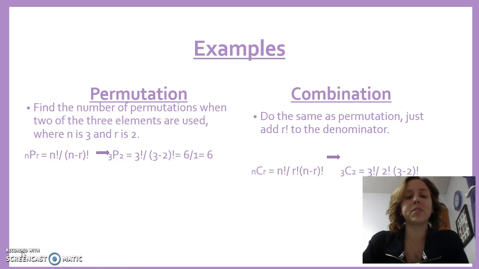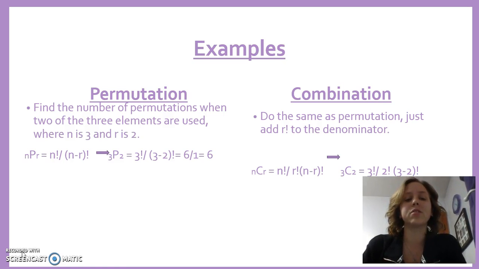So some examples of finding permutations would be: we find the number of permutations when 2 of the 3 elements are used, where n is 3 and r is 2. So here they're telling you exactly what n is and exactly what r is. That's not always the case. A lot of times it'll be a word problem telling you that you need to fill 4 positions on a board and no one can have the same position and so forth. But this one's a really easy one where they tell you what to use.